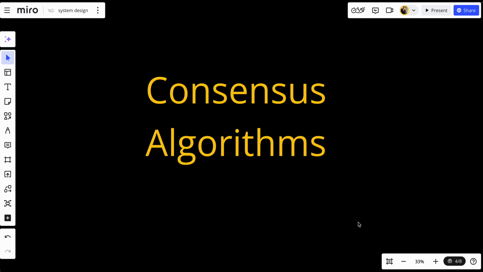Today we are going to talk about consensus algorithms, which are critical components in building reliable distributed systems. In a distributed environment where multiple nodes are working together to achieve a common goal, it's essential to maintain a consistent state across all nodes. But how do we do that, when dealing with challenges like network latency, node failures, and asynchronicity? This is where consensus algorithms come into play. So let's try to understand how it works.